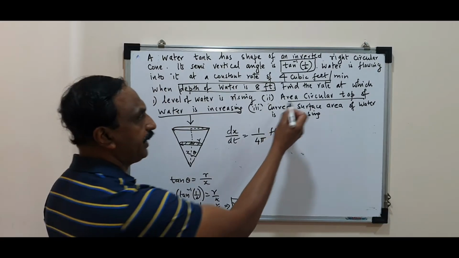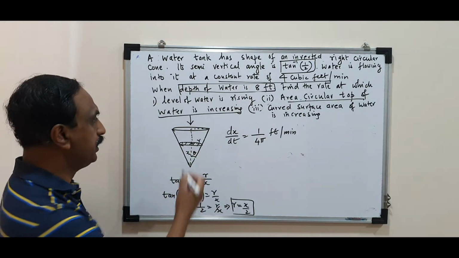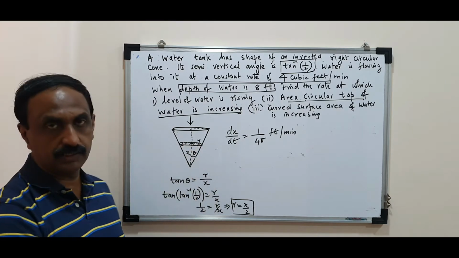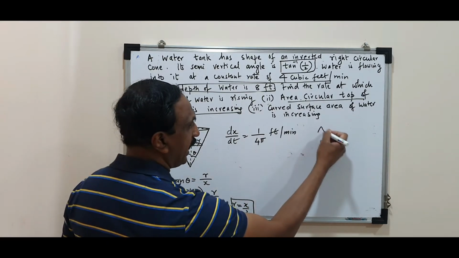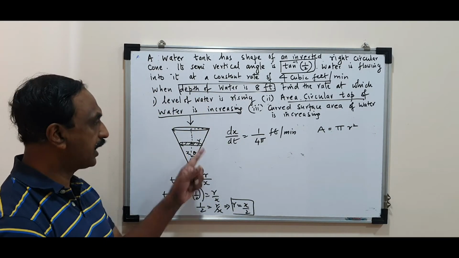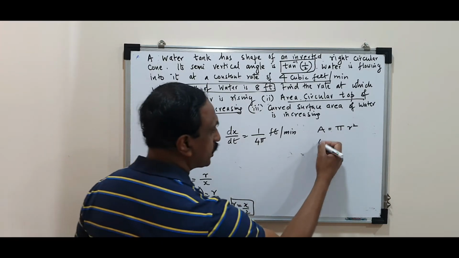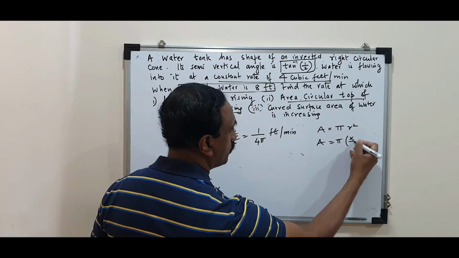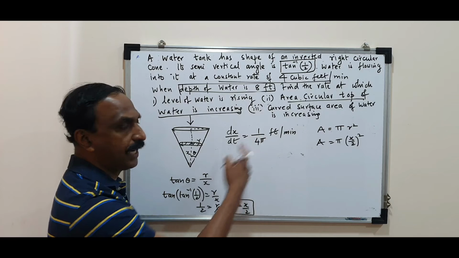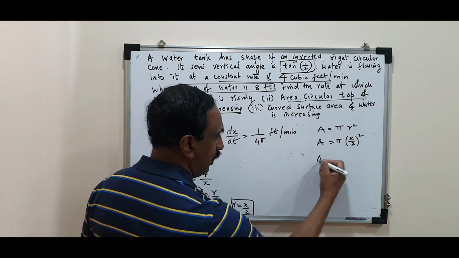Now I'm going to find the rate at which the area of the circular top is changing or increasing. This is the circular part of the surface. We'll denote this A equals pi r square. A stands for the area, r is the radius at that particular time. Now r can be replaced by x by 2. So A is pi into x by 2 the whole square. We have dx by dt, which we calculated in the previous problem, 1 upon 4 pi feet per minute. So we can use that.